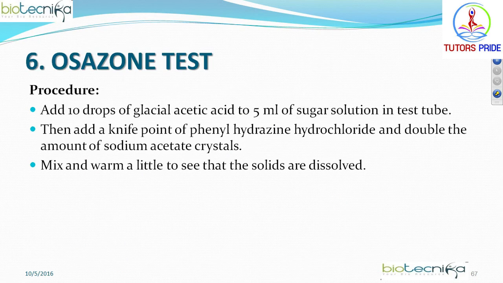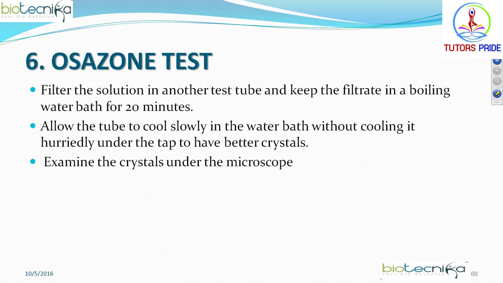First of all, what you have to do, as I told you, you have to take 5 ml of sugar solution, 10 drops of glacial acetic acid. To that you have to add phenyl hydrazine, then double amount sodium acetate crystals. Then you have to warm. Okay, after warming we have to filter it.